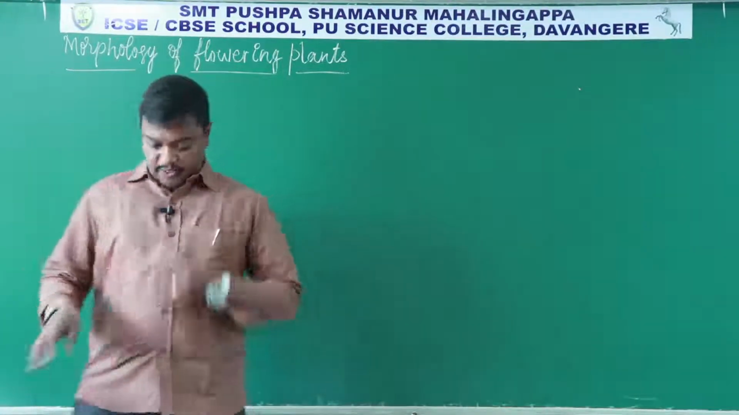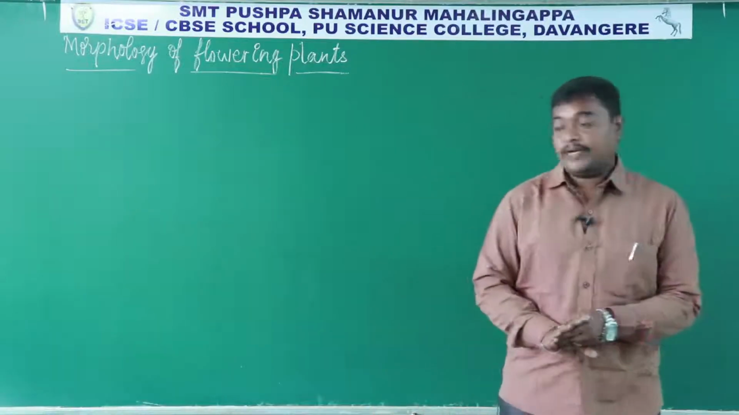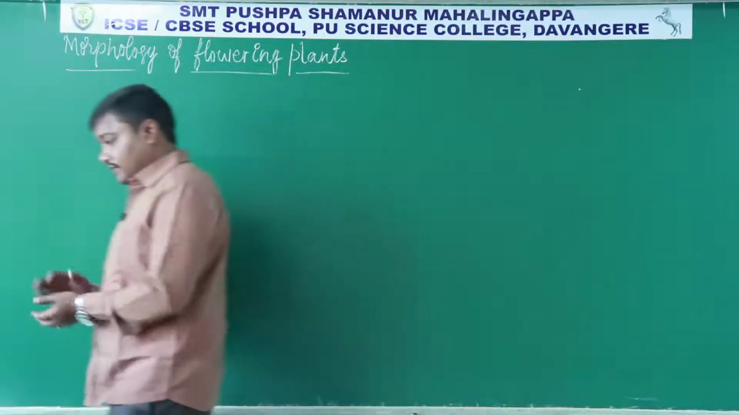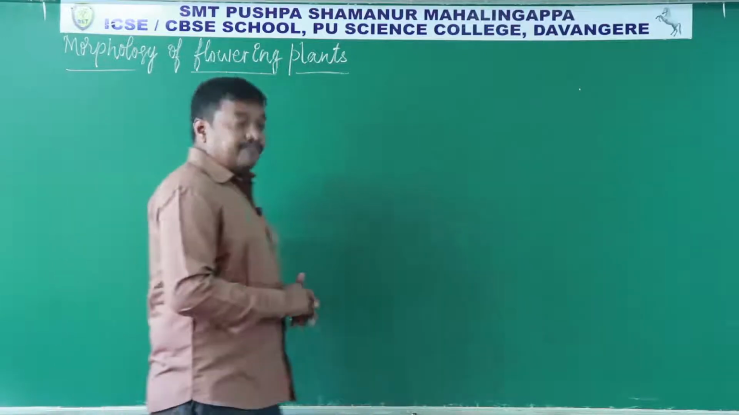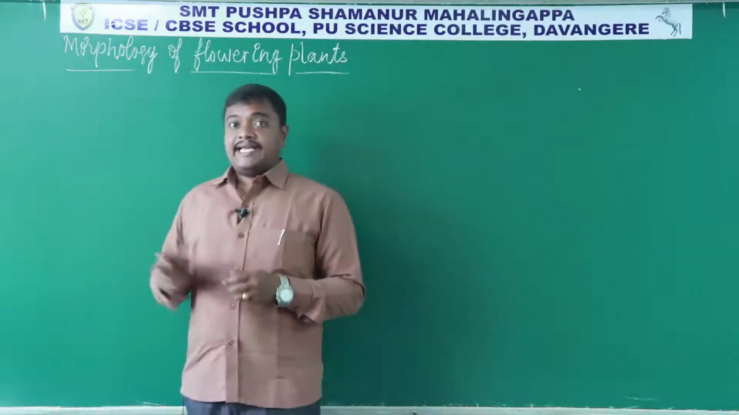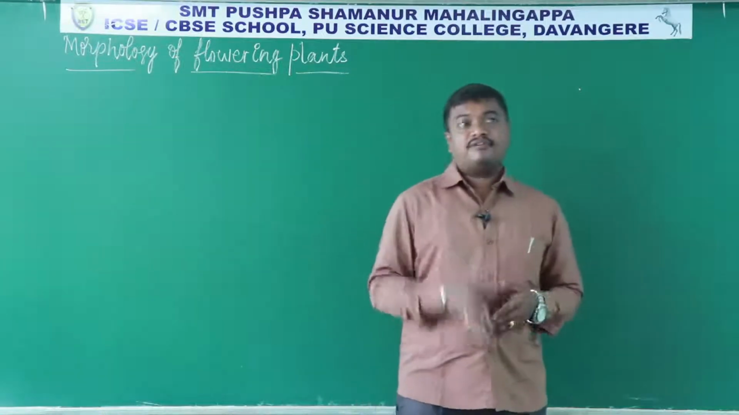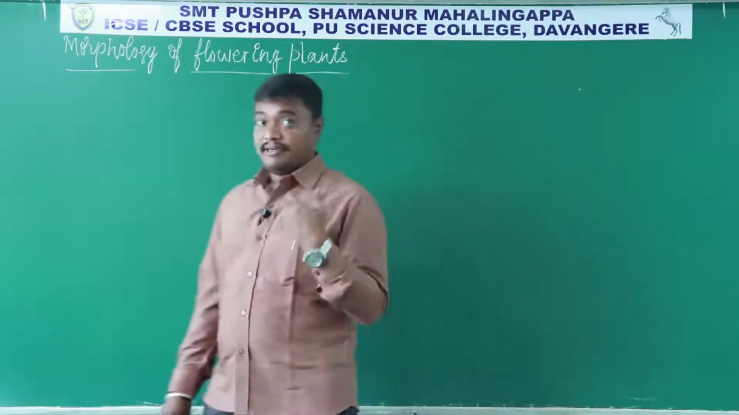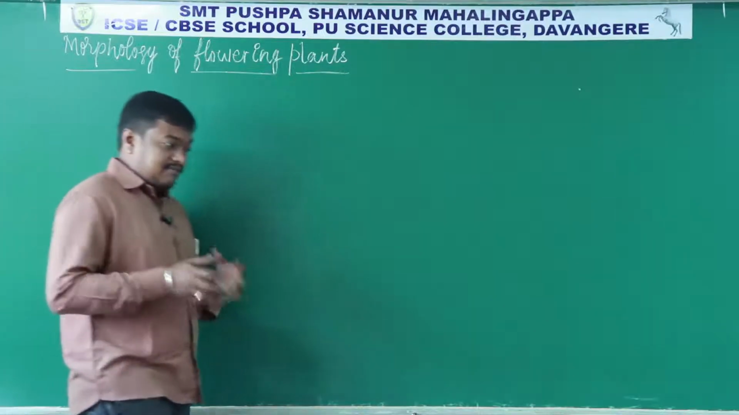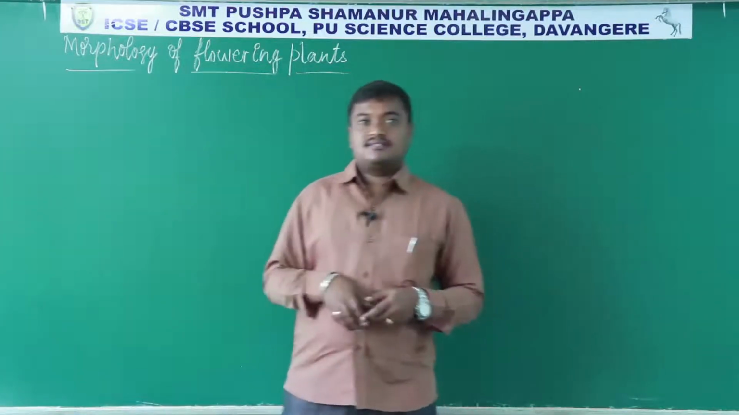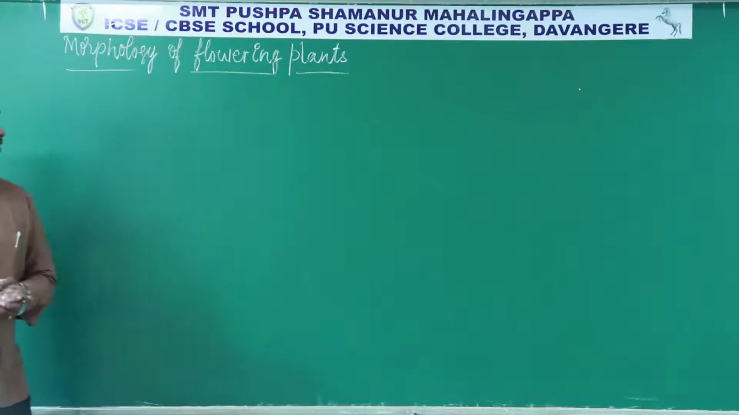Hi everybody. So in the previous class we discussed the stem. Stem is a part which is derived from the plumule of the embryo. The main function of stem is to produce the branches and leaves that help in photosynthesis, and it also helps in transportation of food, water and minerals. The stem grows away from the soil, so it is negatively geotropic, and grows towards the light, so it is positively phototropic.